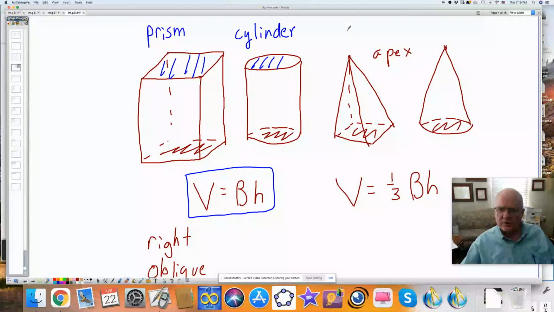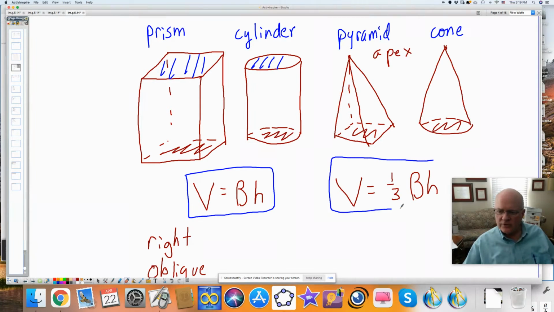These two are different. This is a pyramid and a cone. Again, they have a base. This is a circular base, but the formulas are very similar. It's 1/3 the base times the height. And the way that we did this, we created 3 pyramids and we combined them to be a prism.